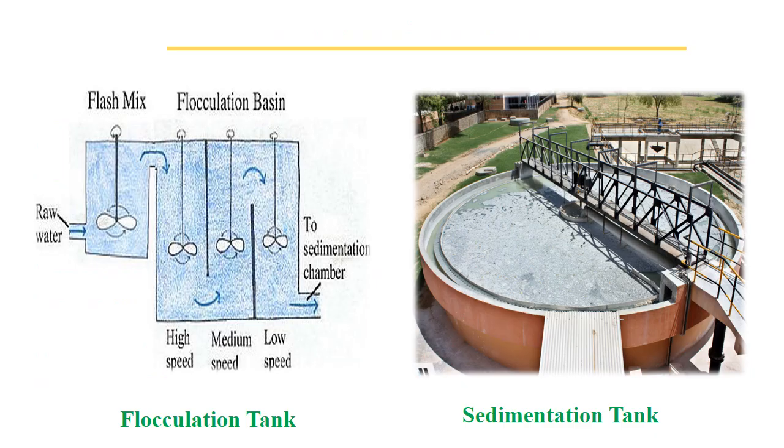Here we can see the diagram for the flocculation tank on the left side, where the raw water is coming, then the chemicals are added and mixing is done. After that, there are three different stages of mixing by high speed, medium speed and low speed. And then it is passed to the sedimentation tank. Like in the primary section, we have a sedimentation tank. Here also there is a sedimentation tank. After flocculation, due to coagulation, all these smaller suspended particles, even some dissolved particles, will settle down. And then the remaining water goes for the biological treatment.